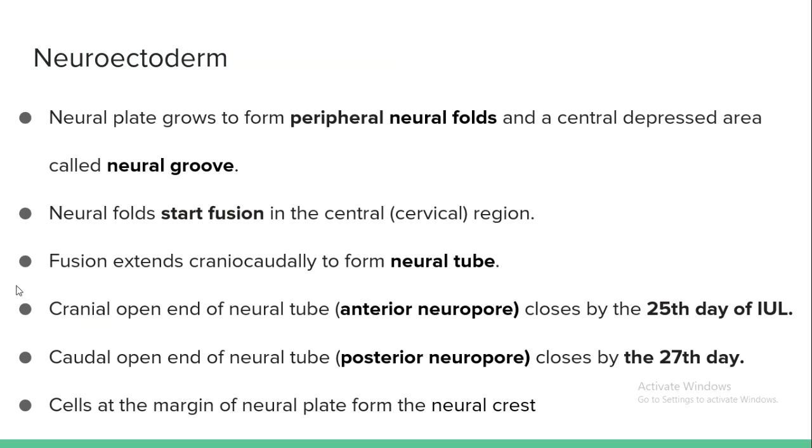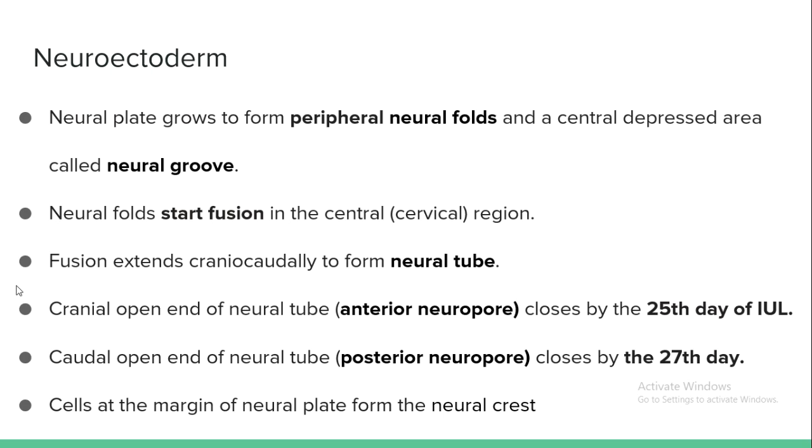Now we look at the neuroectoderm. The neuroectoderm grows from the peripheral neural folds and a central depressed area called the neural groove. The neural groove is a point where there is a depression between the ectoderm and the neural plate. So we find that the neural folds start to fuse, to join together, in the central cervical region, and the fusion extends craniocaudally to form a neural tube, closing on all sides.